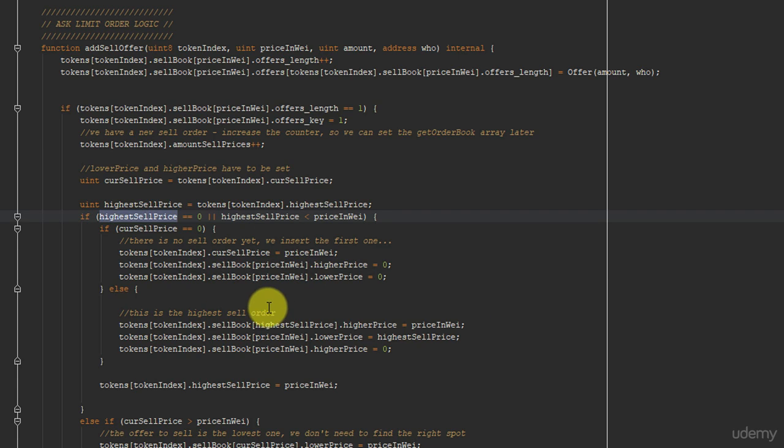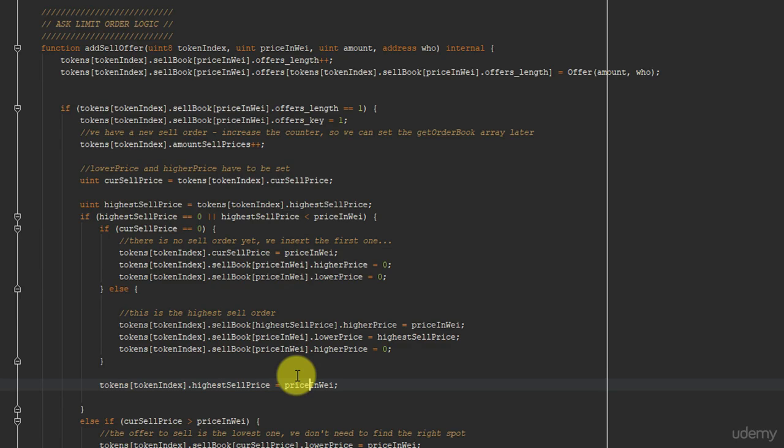Now, if we have the highest price, so we have the last element of our sell book and we have a new higher price than the last price, it's also very easy. We just adjust the highest price's higher price and say, you were the highest price, but our price is higher than that. So we say the highest price's higher price is our new price, and our new price's lower price is the previously highest price. And there is no higher price than this one.